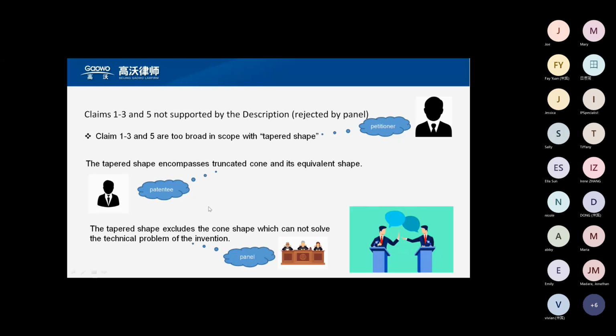So I think the panel just supported the viewpoints of the patentee. The panel thinks that the tapered shape excludes the cone shape, which cannot solve the technical problem of the invention.